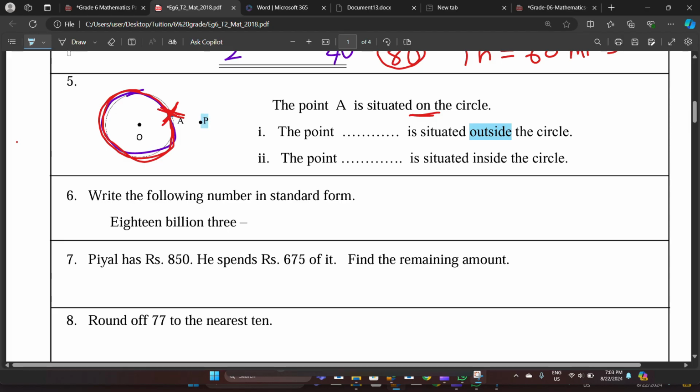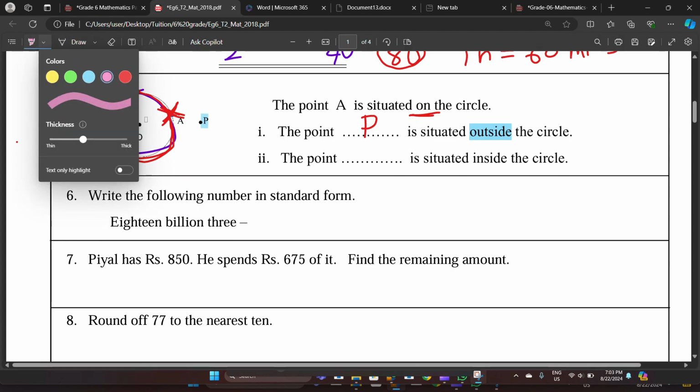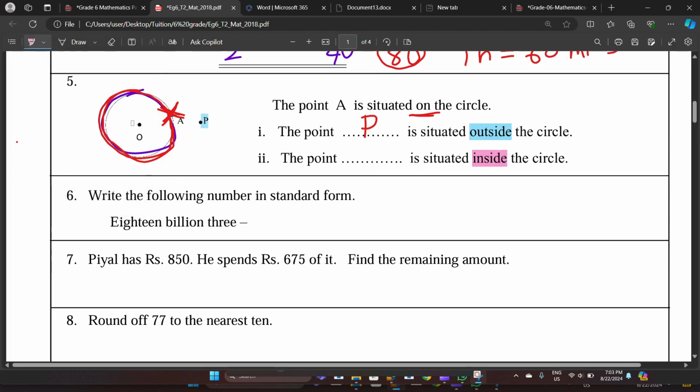It is clear, no? The answer is P. The point P is situated outside the circle. And the point that is situated inside the circle, what is it? Inside, it is O. It is clear enough. It is O.